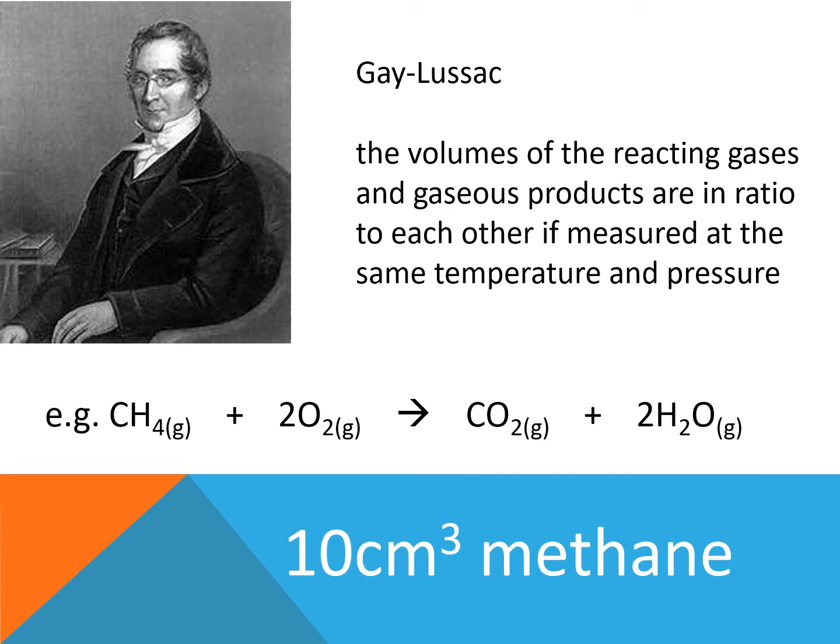So look at the ratio between methane and carbon dioxide. It's 1 to 1. So therefore, if we have 10 centimeters cubed of methane, we have 10 centimeters cubed of carbon dioxide. And then finally looking at water vapor, back to methane, there's a 1 to 2 ratio between methane and water vapor. If we've 10 centimeters cubed of methane, then we have 20 centimeters cubed of water vapor. And often it's just as simple as that.